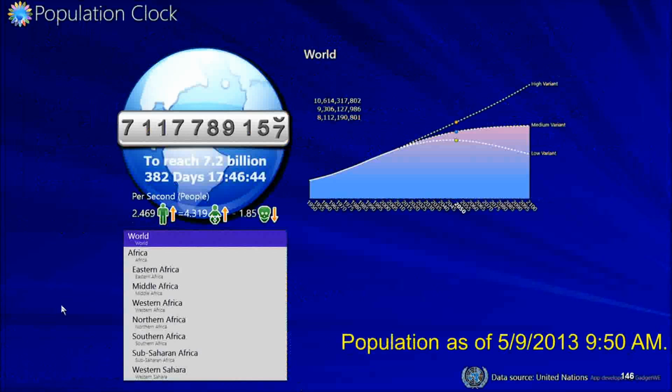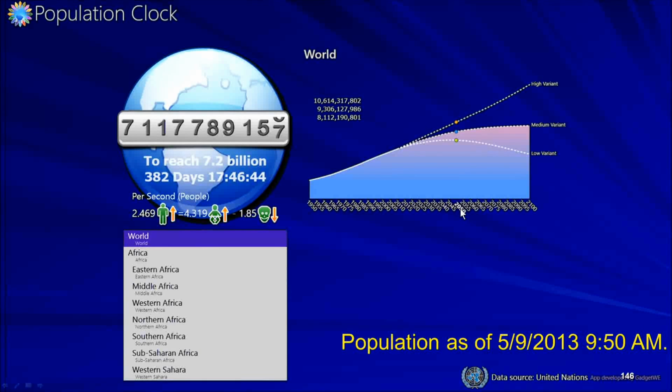Now, this is from the population clock, and you can see that we have 2.496 worldwide being born, and here's the total number of births, minus those that are dying. But this sort of shows you projections for the future.